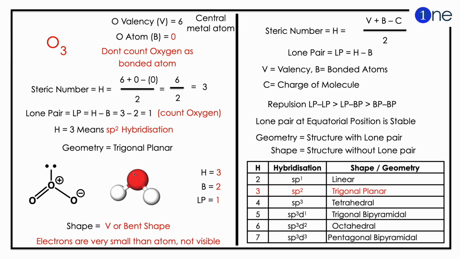In reality, you cannot see the electron because it is very small when compared to atomic size. So the lone pair will not be seen, which means the shape will be V shape or bent shape like water. So the shape of the ozone molecule is V shape.